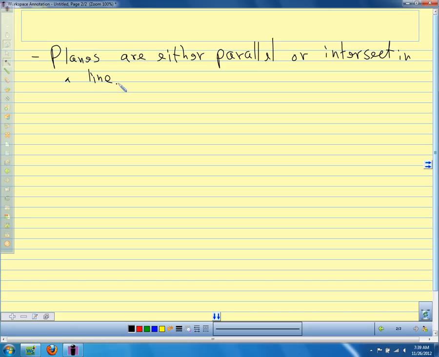So I'm not talking about the degenerate case where two planes are equivalent. If we have distinct planes, they're parallel or intersect in a line. I'm not going to go through the process, but we can show that the angle between two planes is the same as the angle between their normal vectors. That makes sense. Okay? Right.